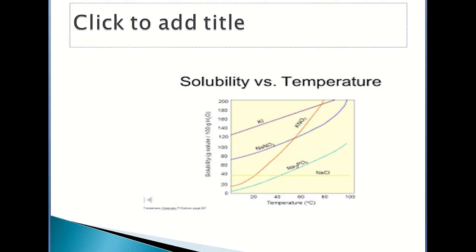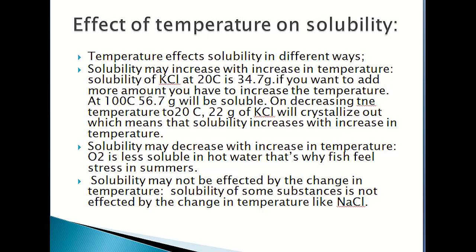For almost all ionic compounds, solubility increases with increasing temperature, but there are some substances whose solubility may decrease with the increase in temperature. That is the second case, and a very well-known example is gases. Gases are less soluble in hot water. When you boil water, what happens? You will observe bubbles arising from the water. These bubbles are actually of carbon dioxide gas or oxygen gas, whose solubility decreases on heating and they start coming out of the water.